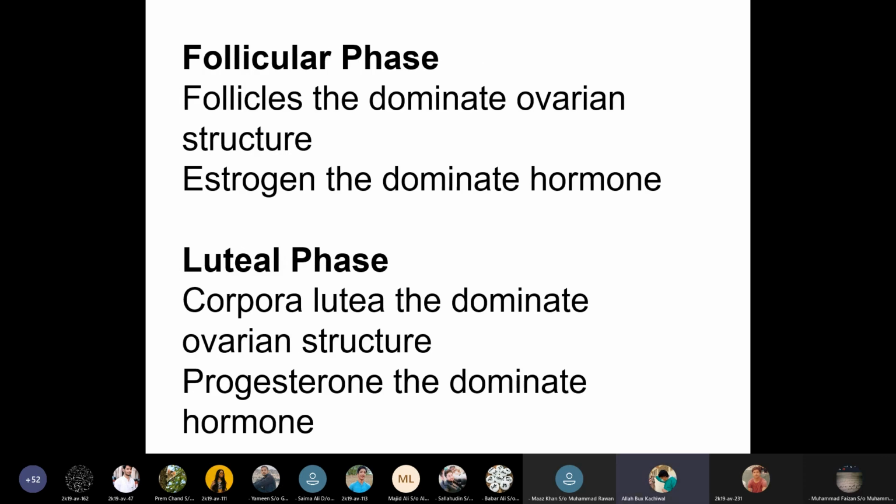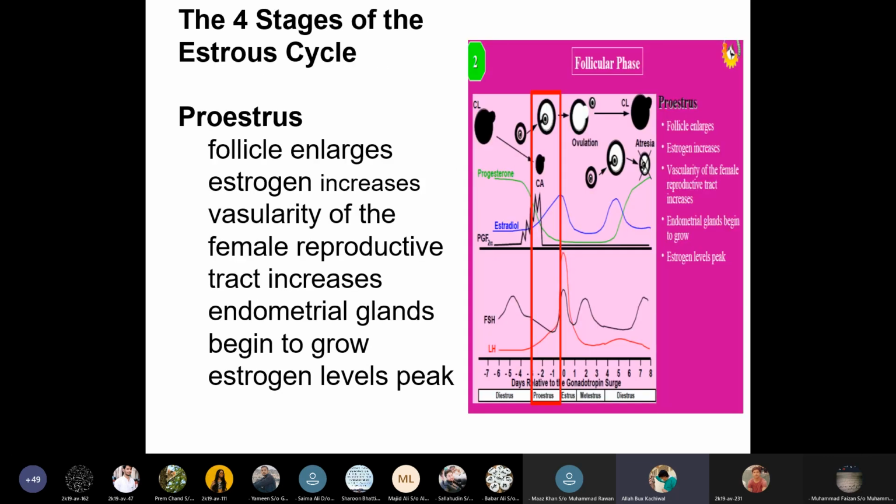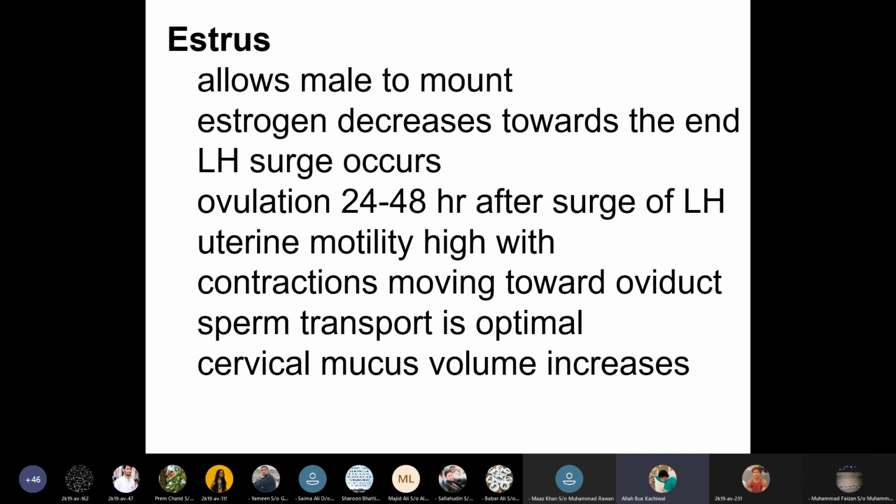In the follicular phase, the dominant ovarian structure is the follicle, and estrogen is the dominant hormone. The luteal phase has the corpus luteum as the dominant ovarian structure, whereas progesterone is the dominant hormone. The 4 stages of the estrous cycle: proestrus is follicular enlargement, estrogen increases the vascularity of the female reproductive tract, increases the endometrial glands, begins to grow, and the estrogen level peaks. Whereas the estrus allows the male to mount, and estrogen decreases toward the end as a luteinizing hormone surge occurs.